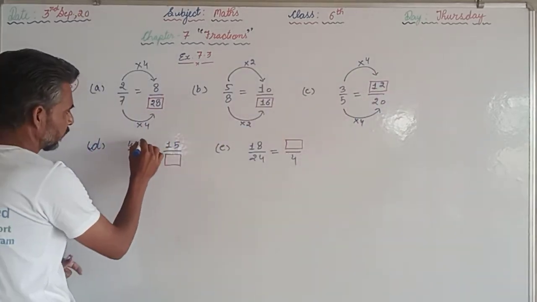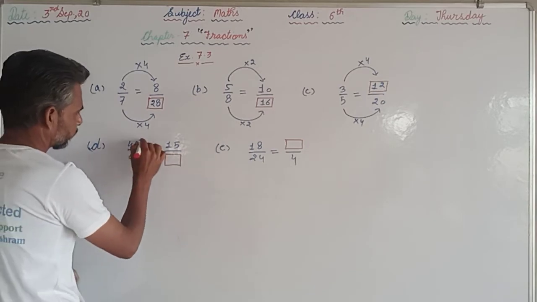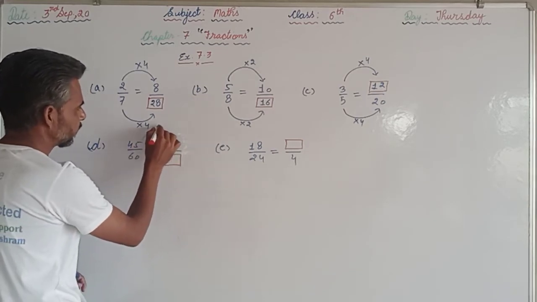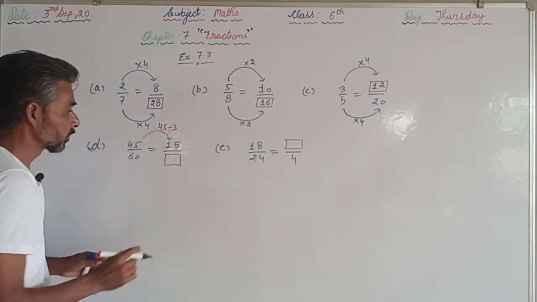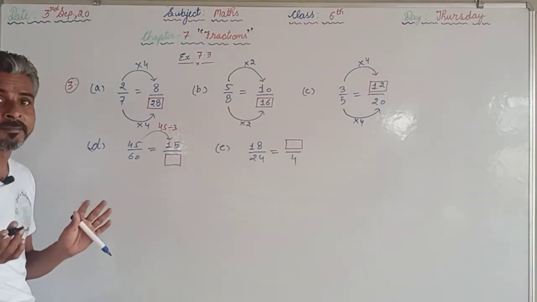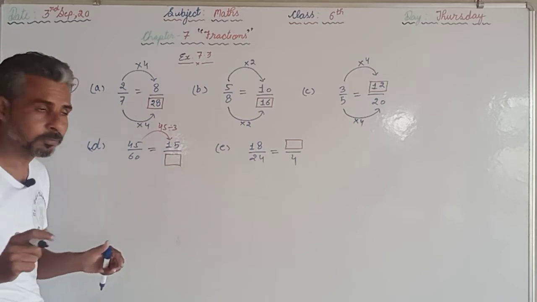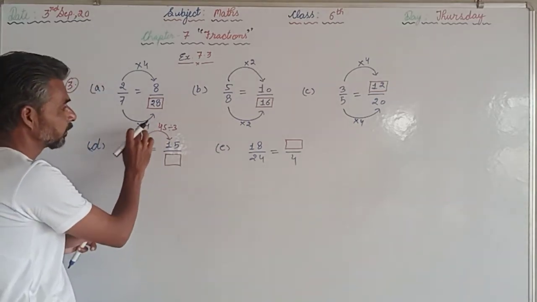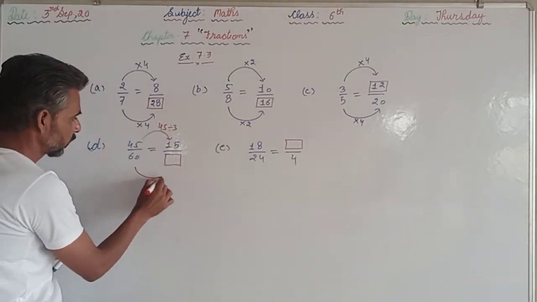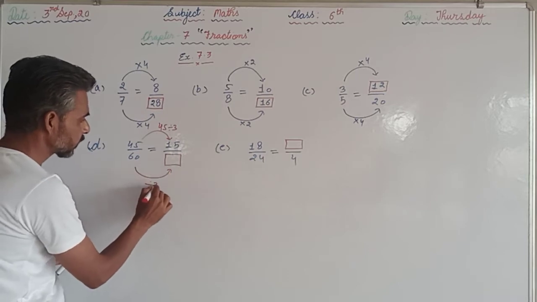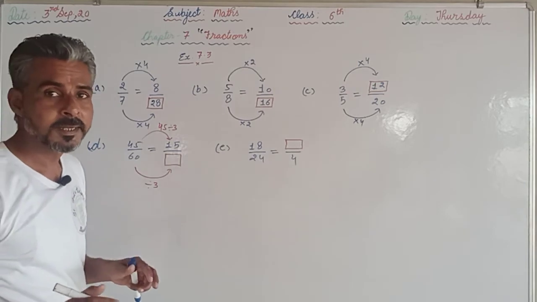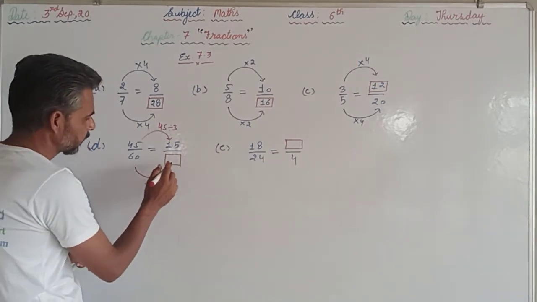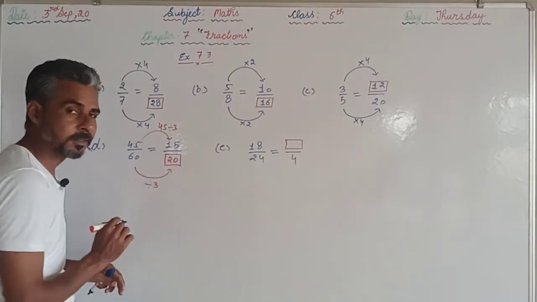Here 45 has been divided, 45 divided by 3. We can multiply or we can divide, but the operation should be the same and the number should be the same. 45 divided by 3 is 15. So 60 will also be divided by the same number. If the numerator is divided, then the denominator will also be divided. So 60 divided by 3, that is 20.